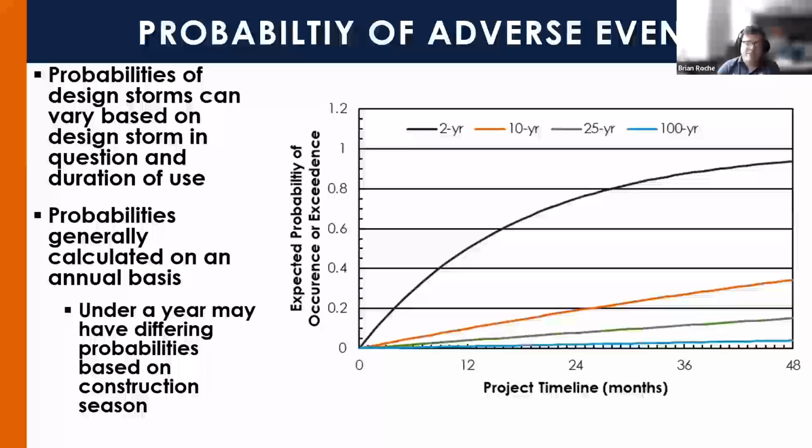So the probability of an adverse event is typically the probability of a storm event, which can vary based both on the design storm in question and the expected duration of use for the practice. These are typically calculated on an annual basis, kind of indicating more research is required to determine probabilities for shorter construction seasons.